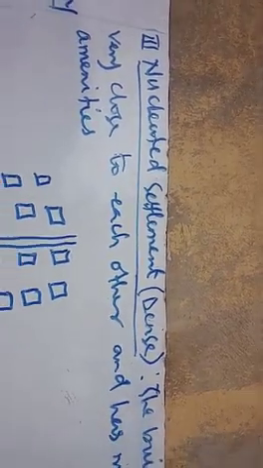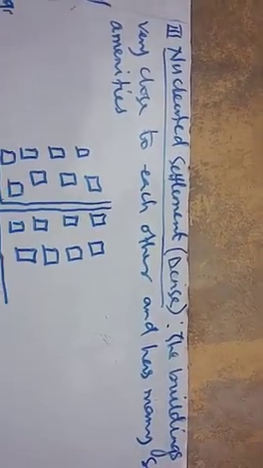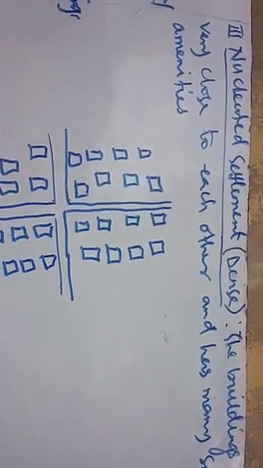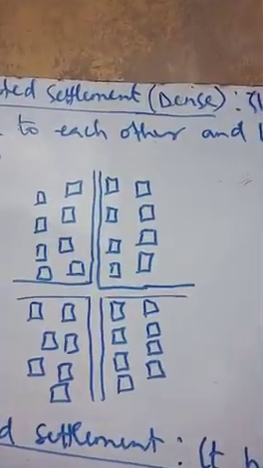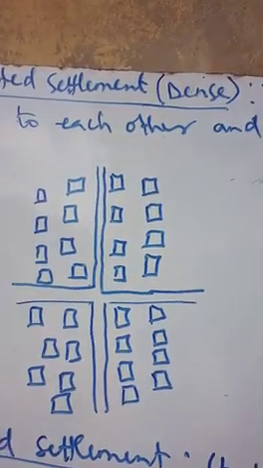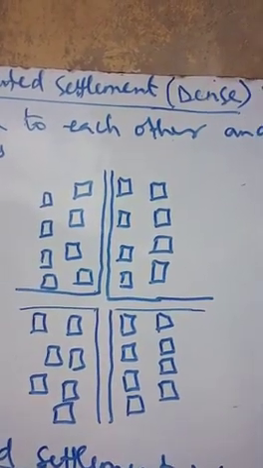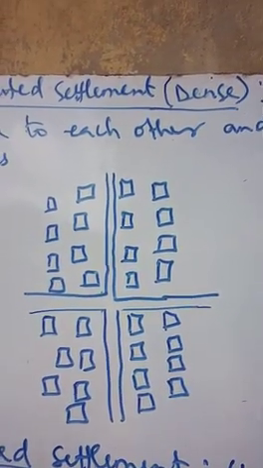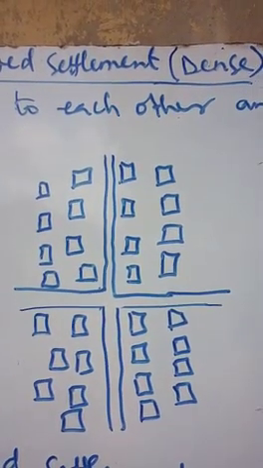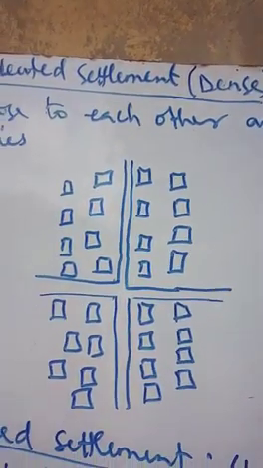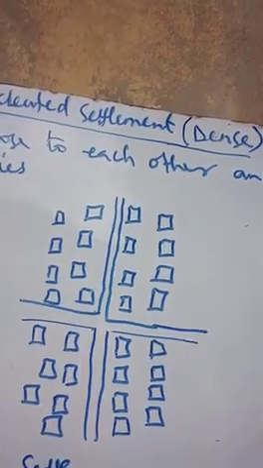The third one we have is nucleated settlement, which can also be called dense settlement. The buildings are very close to each other and have many social amenities, pipe-borne water, electricity, etc. The diagram shows that in nucleated settlements, the houses are together, the buildings are built together, and they have little or no space. This diagram shows an example of nucleated settlements.